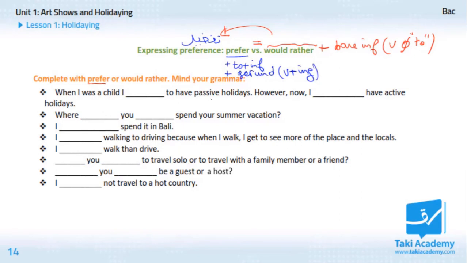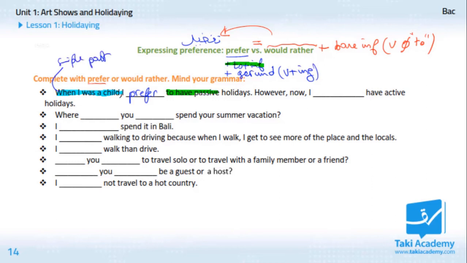Alright, so now here we will complete with prefer or would rather, and we need to mind our grammar. When I was a child, I to have passive holidays. So here, do I have bare infinitive or do I have to plus infinitive? To have passive holidays. To have, what is this? Of course, to have, this is to infinitive, so I should write prefer. When I was a child, I prefer, and which tense should I use? When I was a child, this tells us that we should use the simple past.